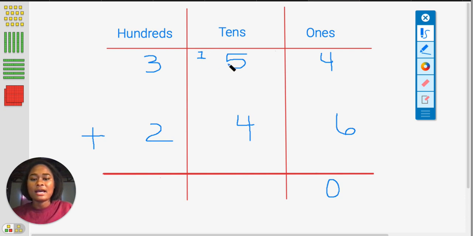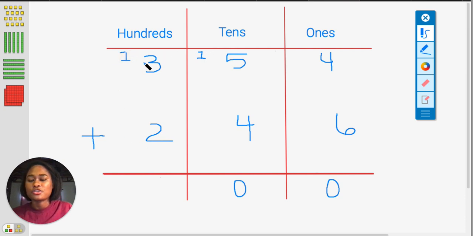Now we're going to add our tens place. 1 plus 5 is 6, plus 4 is 10. Now we've made a 10 in the tens place. Again, we're not going to write 10 like this in the tens place. We're going to leave that 0 behind and we're going to regroup the 1 over to the hundreds.